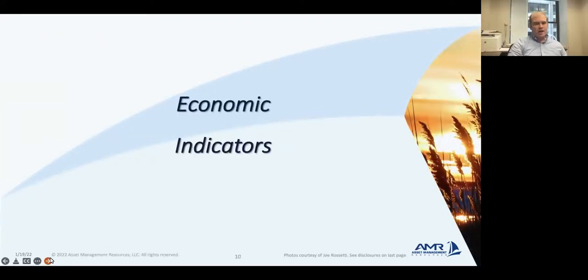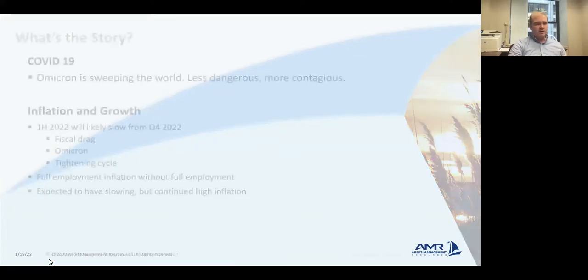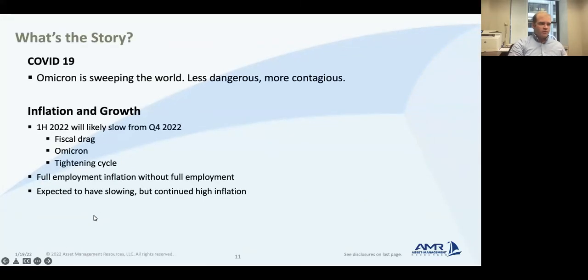Great. So we're going to go through a lot of economic indicators. We're going to start with COVID, but what I really want to do is kind of tee up the story that we're seeing right now. COVID's more contagious, but it's less dangerous. And that can actually be a good thing for markets. The first half of 2022 is going to slow from 2021. We had a pretty outstanding Q4 of 2021. We're going to have some fiscal drag. There is going to be a tightening cycle. We are still experiencing some effects from Omicron. So we can expect to have slowing but continued high inflation.